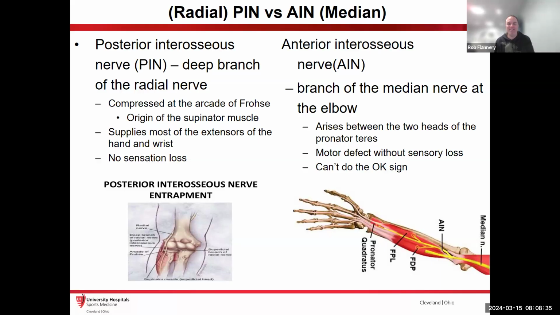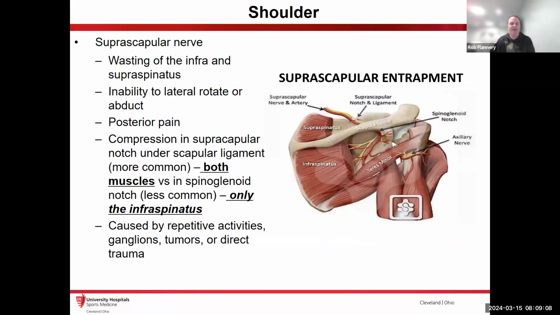Thanks. So I think this is an important slide here. There's a lot of information on this slide, and they can really test just about anything on this slide. One of the ways I remember the difference as far as where they come off is MAIN. So median, anterior interosseous nerve. If you can remember MAIN, then you'll have a pretty good idea of which one it's coming off of for that. So again, just remember where they get compressed.